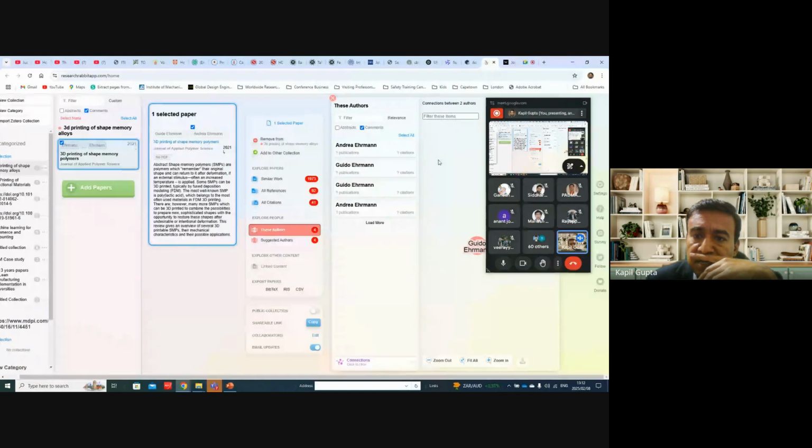Elicit and Research Rabbit. Yeah, so it's all about this Elicit and Research Rabbit.